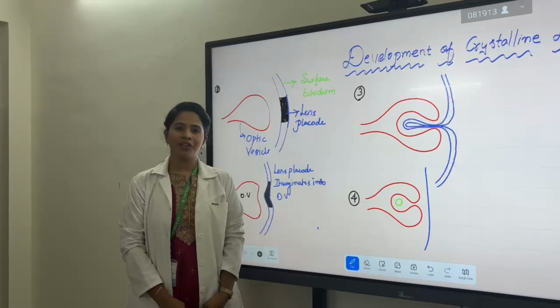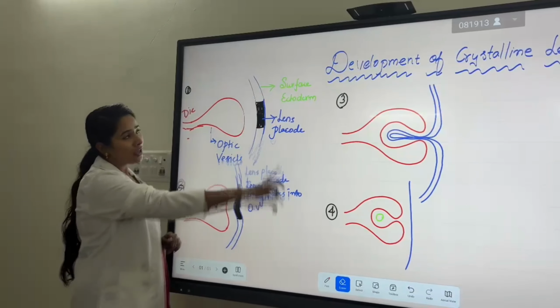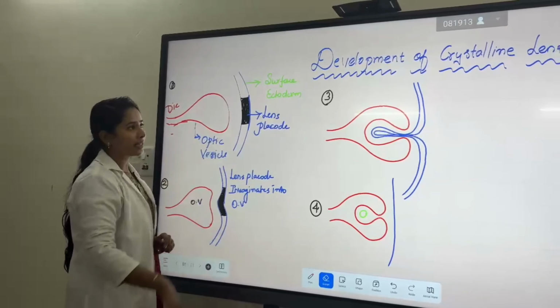At the Department of Optometry, Main School of Allied Health Sciences. Today we are going to study the development of the crystalline lens.